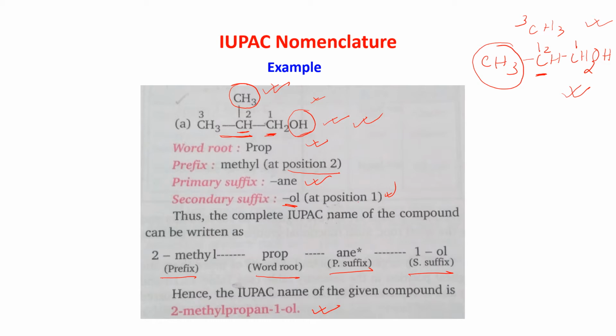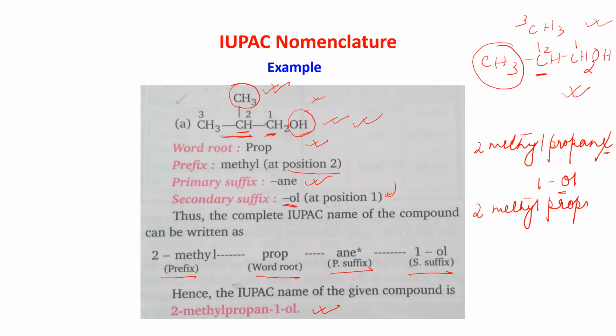2-methylpropane 1-ol. Now again you see here, it is coming 2-methylpropane 1-ol. Now as O here is also a vowel, E is also a vowel, so this E will be dropped. So I have the name 2-methylpropan, PAN only, 1-ol.